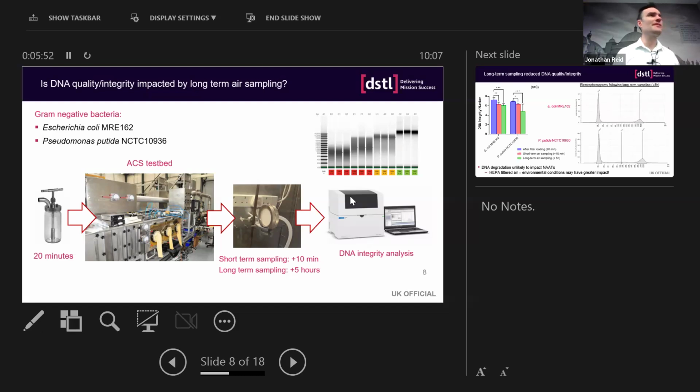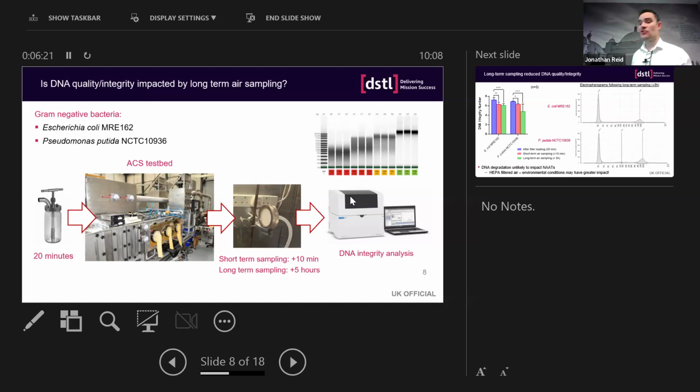The filter material was then removed using a cell strainer, and that buffer solution was centrifuged for 30 minutes to pellet the bacterial material. That pellet was then subjected to DNA extraction using a commercial off-the-shelf DNA extraction kit. That DNA was then analysed using an automated electrophoresis machine, the Agilent TapeStation, and from that you can get a number of readouts.